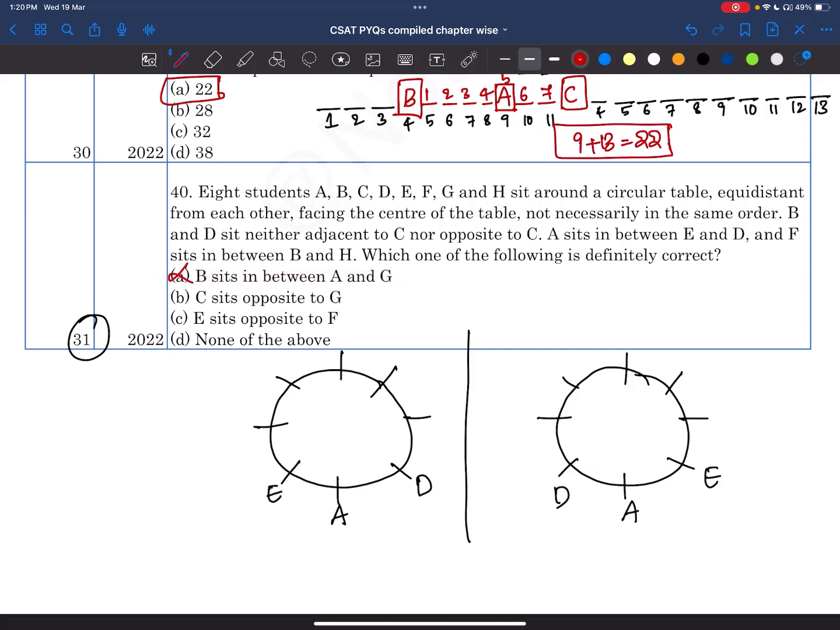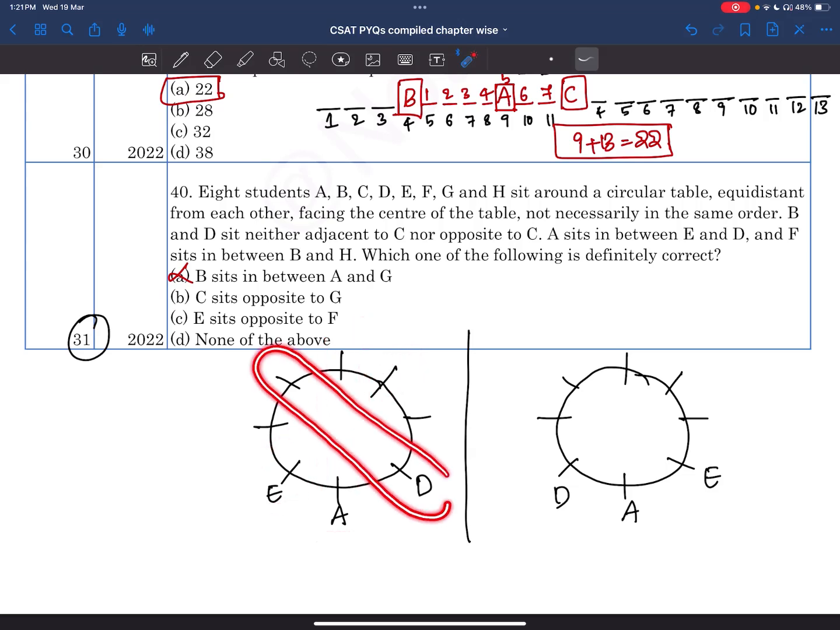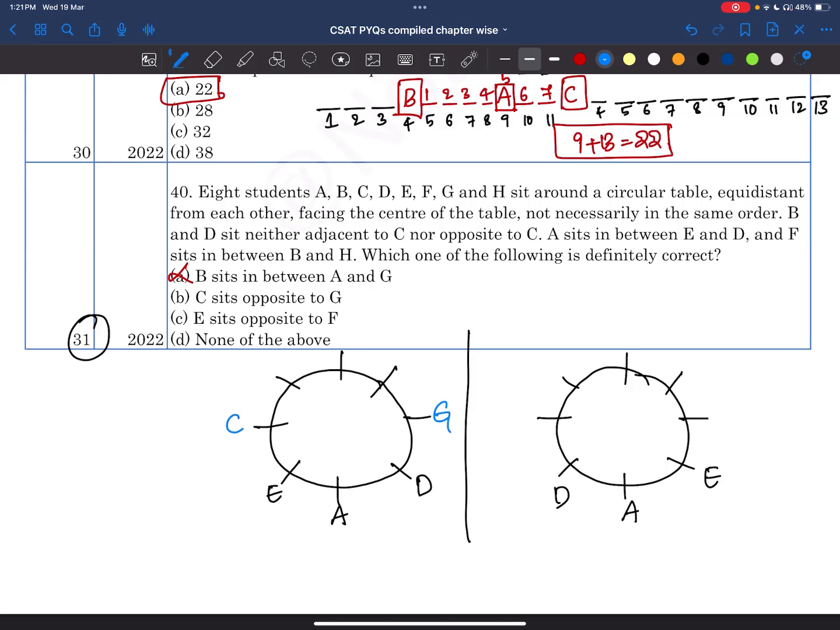C sits opposite to G. We'll check whether C is sitting opposite to G or not. This is the only place vacant to accommodate C and G opposite, because if you take this, E is already taken. If we take this, A is already taken. If we take this, D is already taken. So definitely we have to accommodate C and G. See, because C should not sit adjacent to D, right? So that's why I wrote C here.